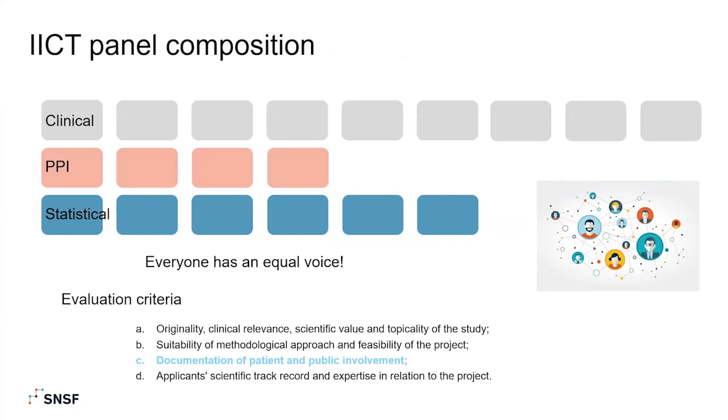There are 4 main evaluation criteria that are assessed by the expert panel. The first one is originality, clinical relevance, and scientific value of the study. The second one is the suitability of the methodological approach and feasibility of the project. The third one is the documentation of patient and public involvement. And the fourth evaluation criterion is the applicant's scientific track record and expertise in relation to the project.